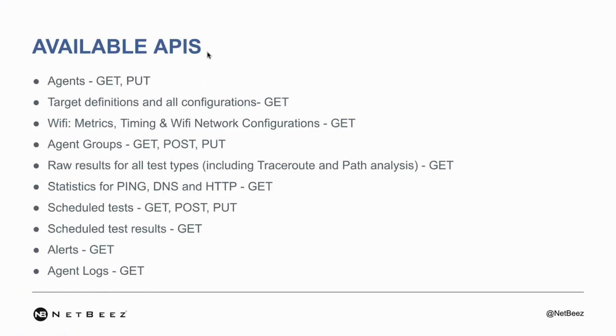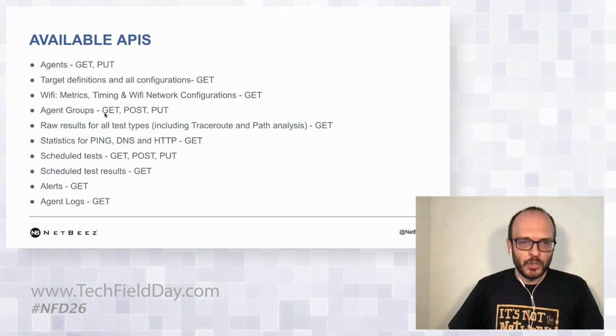So let's go through a list of the available APIs that we have exposed for our users. Starting with the agents, you can retrieve a list of agents and also update some of the attributes of the agents. We provide the target definitions of all the tests you have configured on your NetBeez dashboard. You can get Wi-Fi metrics and timing, as well as all the Wi-Fi network configurations. Regarding agent groups, you can get a list of them, post new groups, and also update them through the API.